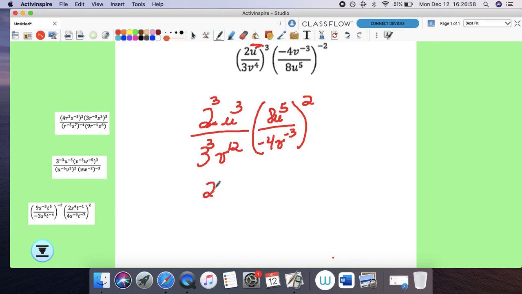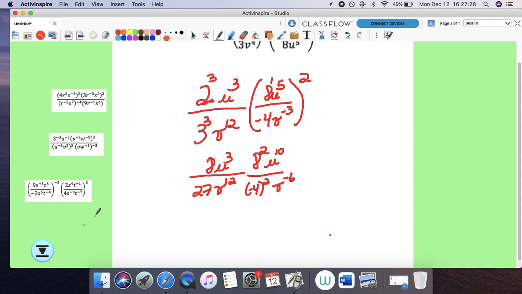So I'm just going to copy this. Well, actually, 2 to the third is 8. U to the third, 27, v to the 12. And then now here I'm going to multiply, right? So I get 8 to the first, 8 to the second, u to the 10, over negative 4, sorry, so negative 4 to the second power, and then v to the negative 6.